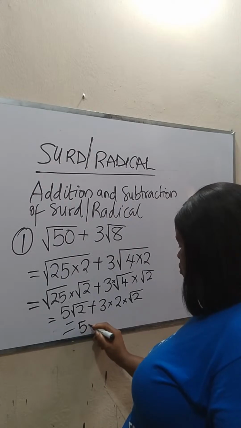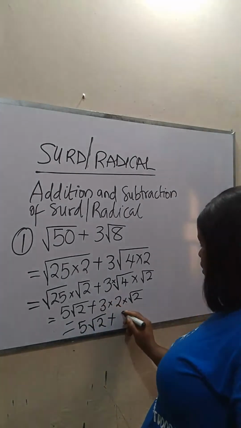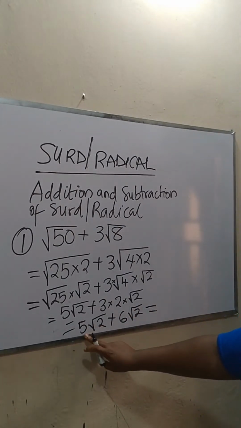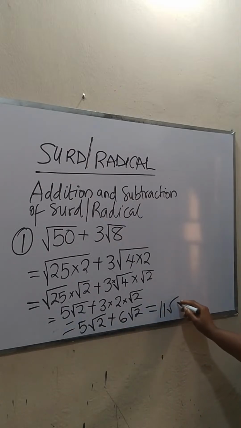And that is 5 root 2 plus 2 times 3 is 6 root 2. So if you do 5 plus 6 is 11, and it's root 2. All right? So the answer is 11 root 2. Okay? The correct answer is 11 root 2.